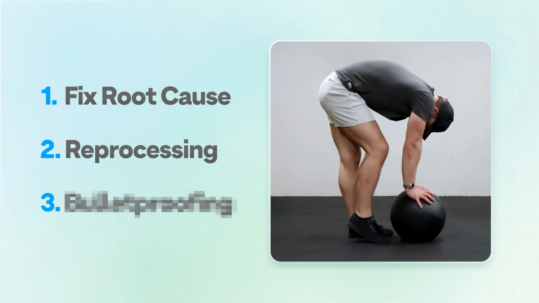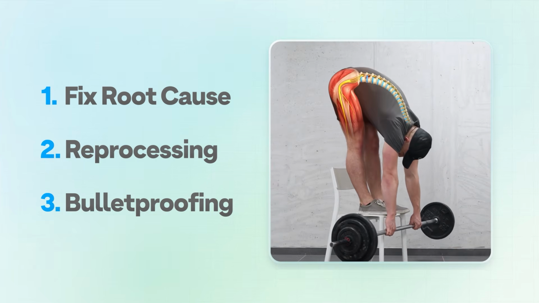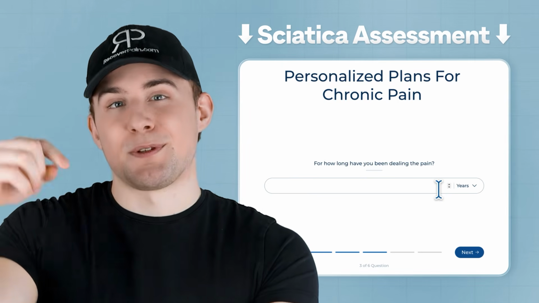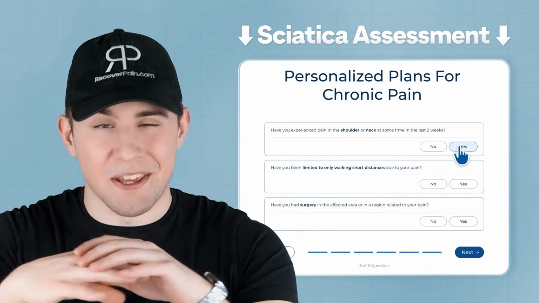So these are the 3 phases that can help you address the root cause, desensitize your nerve, and stay back pain and sciatica free. Again, if you want our help identifying the exact root of your sciatica, complete our sciatica assessment for a personalized sciatica rehab program to get pain free for good.